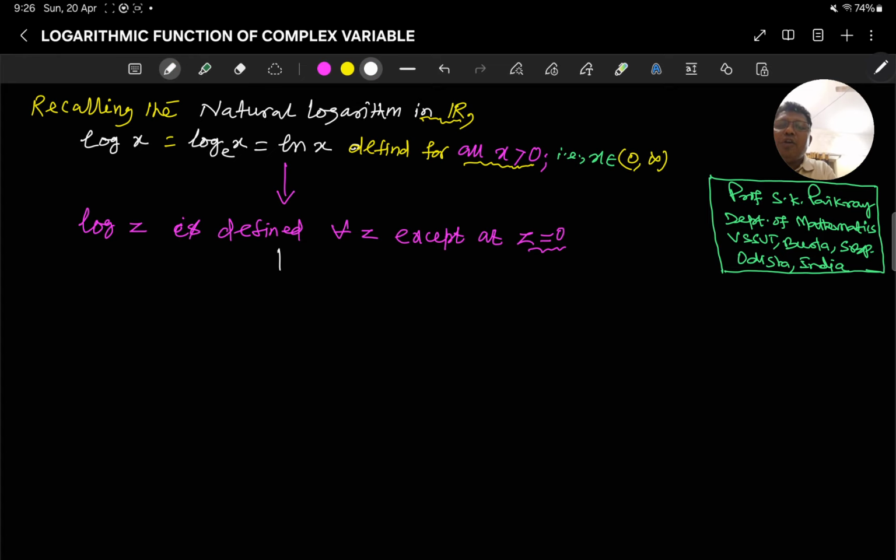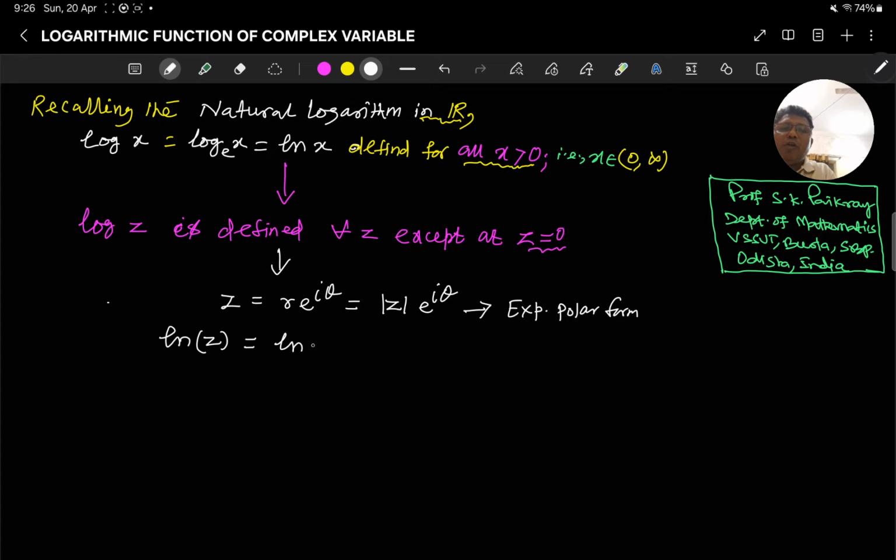Now to find the details of log z, you know z is r e to the power i theta, or z mod e to the power i theta, in exponential polar form. If I want to find ln z, then ln z will be ln of r e to the power i theta. So this is equal to ln r plus ln e to the power i theta. ln and e are reverse of each other, so this will be equal to ln r plus i theta. Now this theta is the argument.